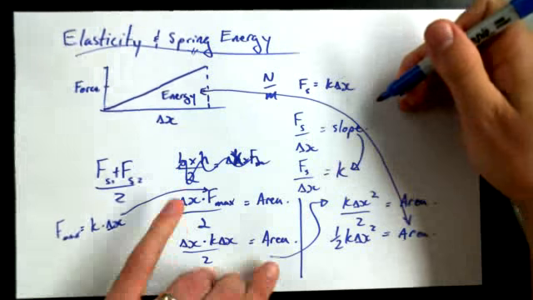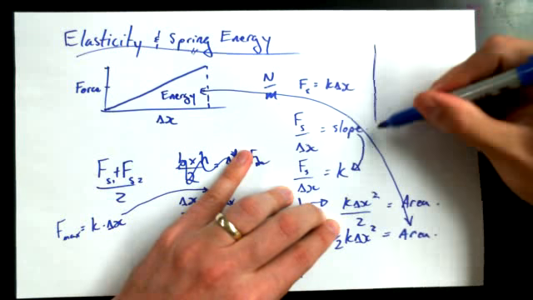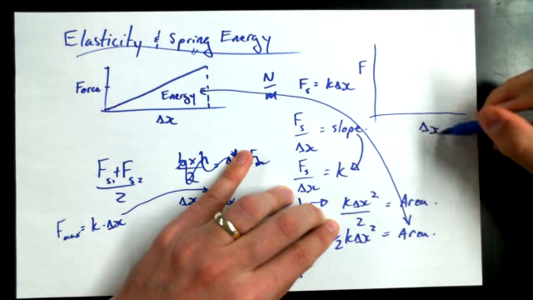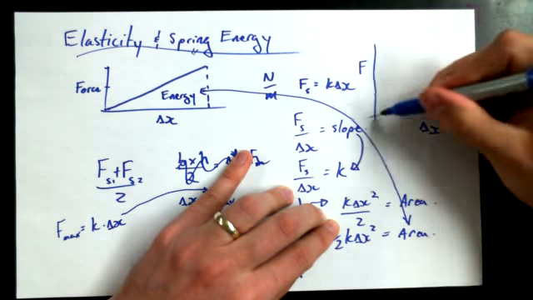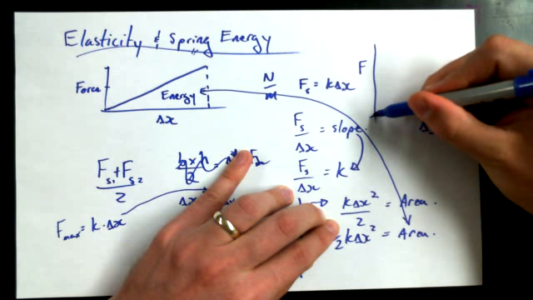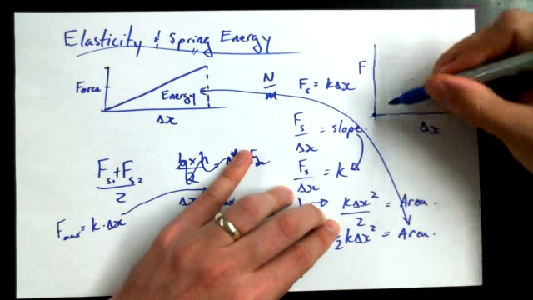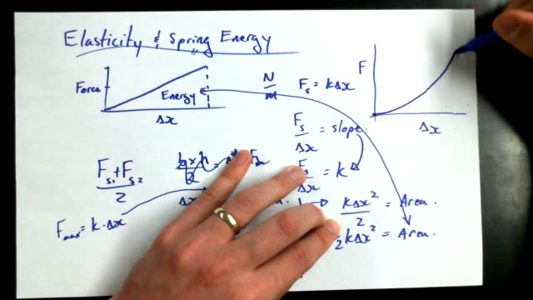What if you do a lab someday, you can imagine, and you get an F versus delta x graph that looks something like this, where it doesn't end up being perfectly linear because you don't end up getting an ideal spring. But what if you got a graph that looked something like this?